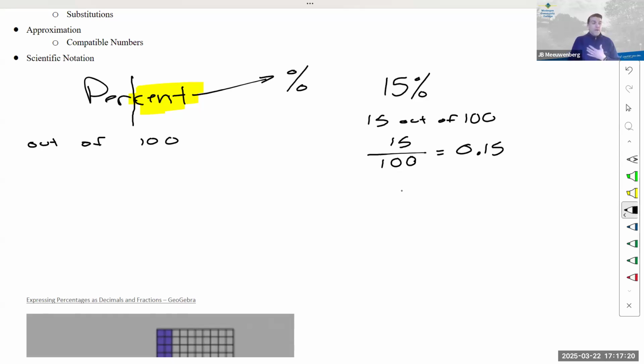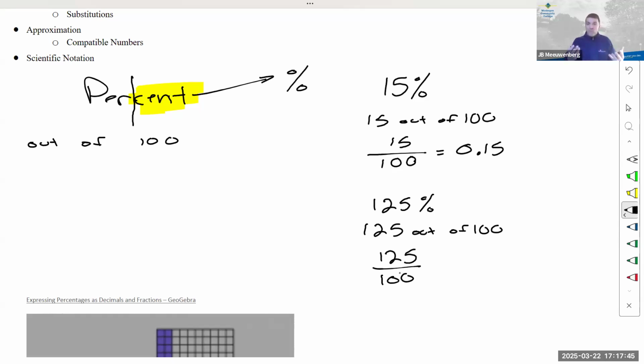We can also look at percentages greater than 100. Sometimes this is a little less intuitive, but 125% is more than 100%. And if we know that percent means out of 100, then this means 125 out of 100, again, which may seem counterintuitive, but we can have fractions where the numerator is larger than the denominator, 125 over 100. And written as a decimal, that 5 would be in the hundredths place. And so both of these are completely acceptable. There are times when you can have percentages greater than 100.